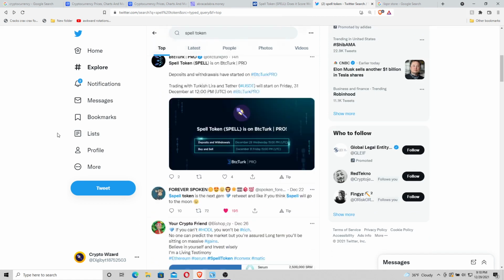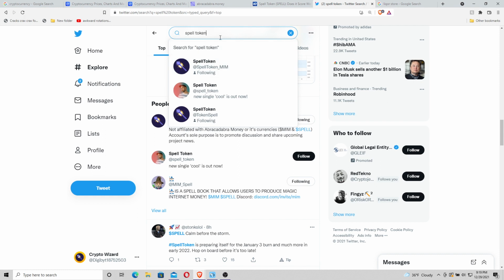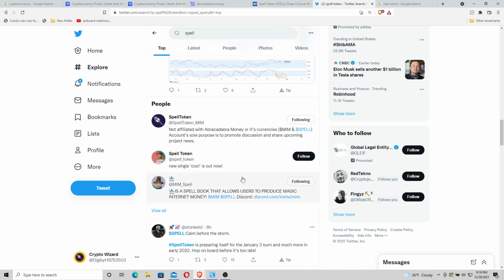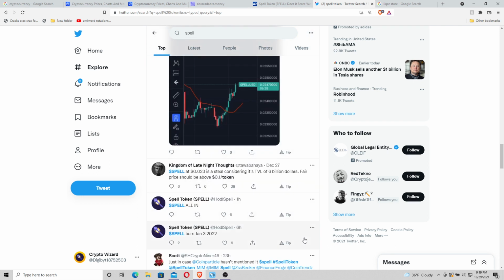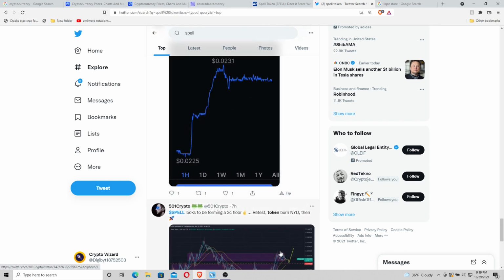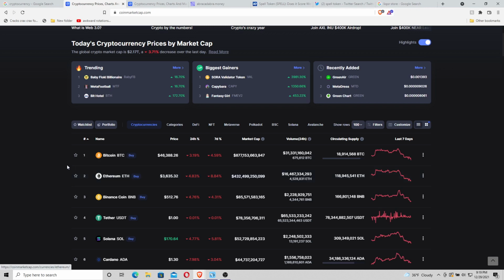Interesting tweets all around, just a general interesting sentiment. Spelltoken still bringing in over 300 tweets a day. And at the same time, what's going on right now is, we're looking forward to the burn, the 6 billion Spell tokens that are going to be burned in the beginning of January. I don't know how that will reflect on the price of Spelltoken immediately, but I think in the long term, that is an interesting sentiment that we could see.